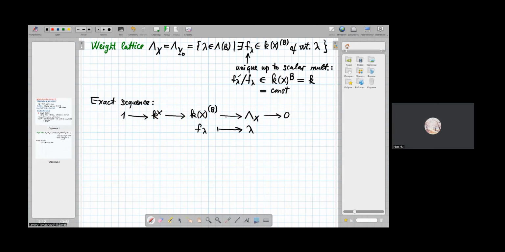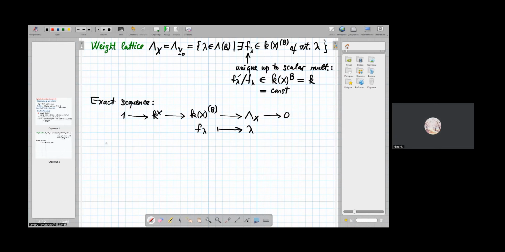And by the above observation, the kernel of this map is exactly constant, the group of scalars, K cross. So we have this exact sequence. And by the way, this exact sequence splits because the target group is a lattice. Lambda sub x is a lattice. It is a free abelian group, and so you can lift this group to the middle term of this exact sequence. You can do it in an explicit way.